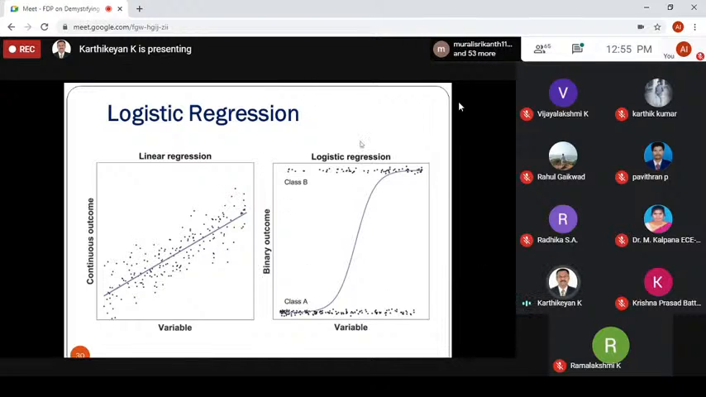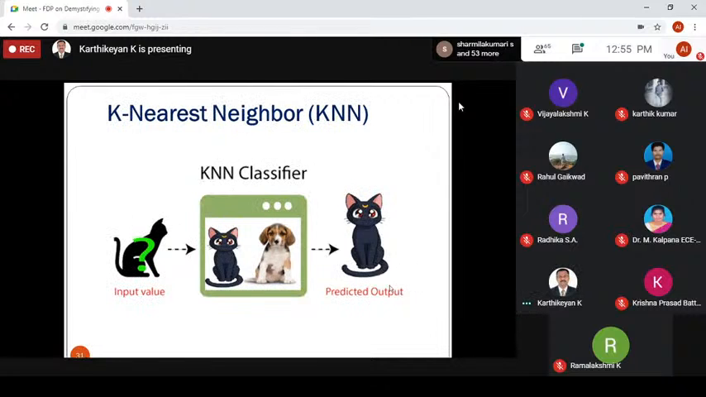So this is the idea behind logistic regression. Right. Now, coming to the classification problem.